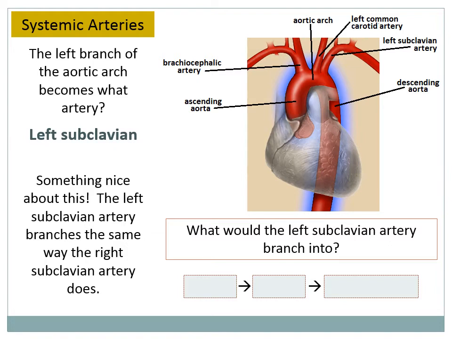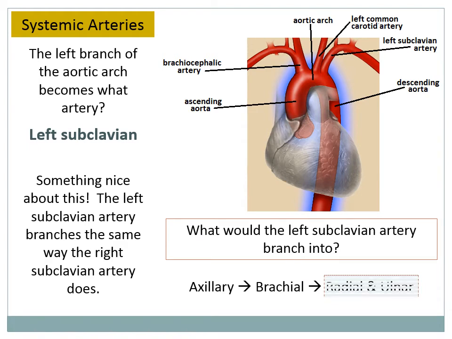Your left subclavian runs on the left side of your body underneath the clavicle. So remember that your clavicle region is going to lead to your arm. Again, your left subclavian artery branches the same way that your right subclavian artery does. Remember, your right subclavian branched from an axillary to the brachial to your ulnar and radial. So your left subclavian artery will branch into the axillary, then to the brachial, and then to your radial and ulnar arteries.